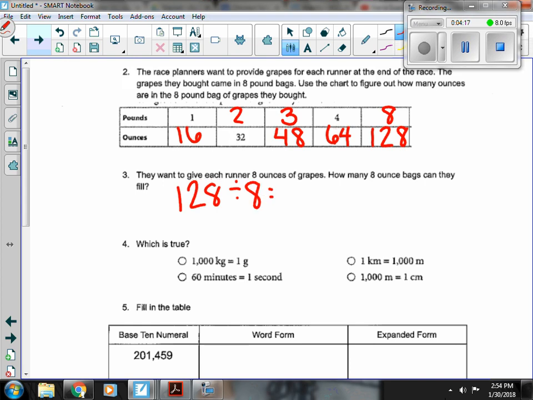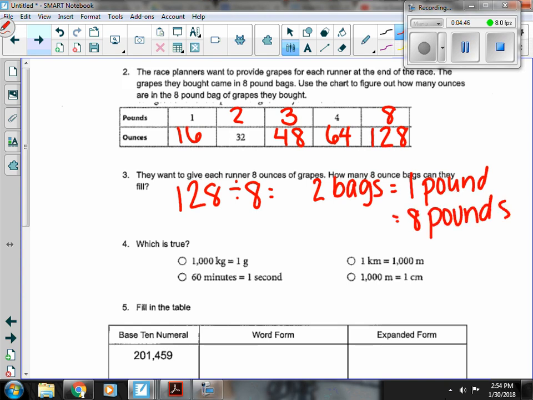The other thing, though, that I can think, because I don't know that division problem in my head, the other thing I can think is 8 ounces is half a pound. So I get 2 bags for each pound. And I have 8 pounds, which means I can have 16 bags. I think that's a little bit easier way for me to think about it.